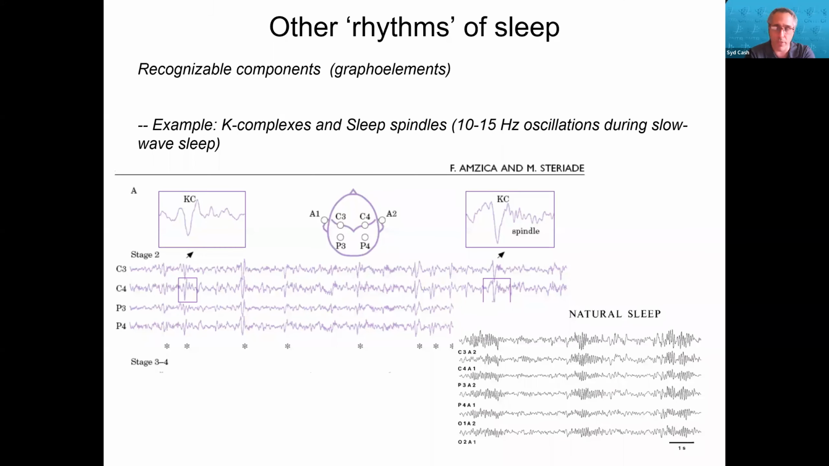There are other rhythms in sleep, and we could spend our entire time just talking about not sleep, but even just these elements in sleep. There are things called K-complexes, which are not really rhythmic, but have a lot of the same characteristics as the slow wave itself. There are spindles as well, which are a 10 to 15 hertz oscillation that I'll talk about in a few minutes when we get up to that range. There are vertex waves and some other elements that are seen in sleep as well. But the major component that we think about in sleep and in pathology are these slow oscillations in the delta range, in the 1 to 4 hertz range.